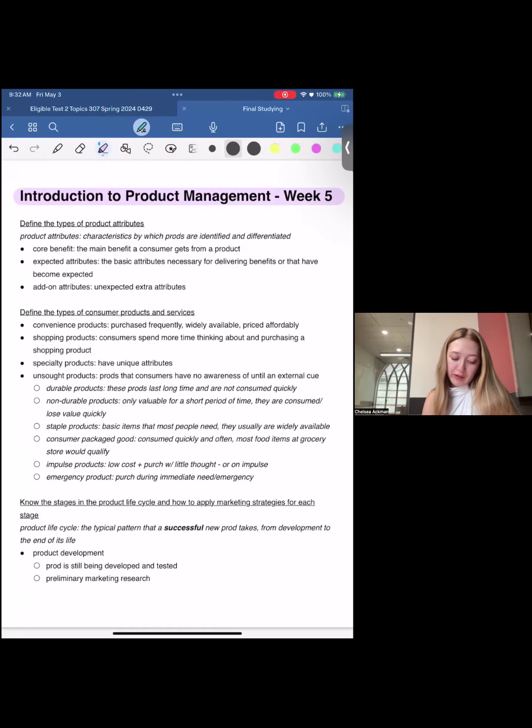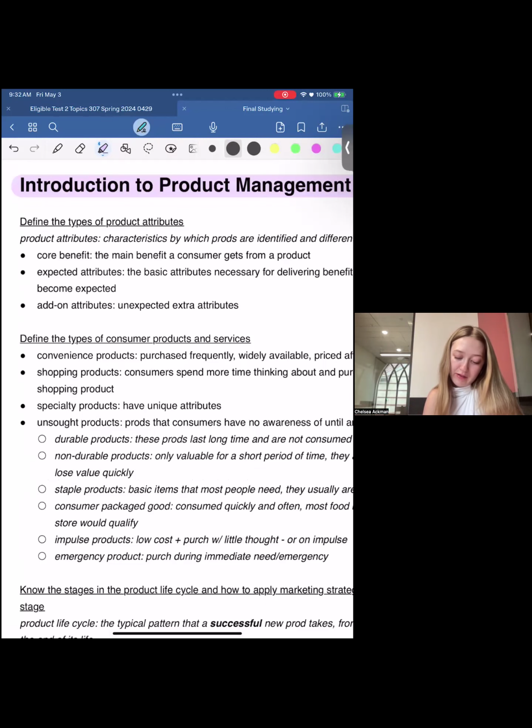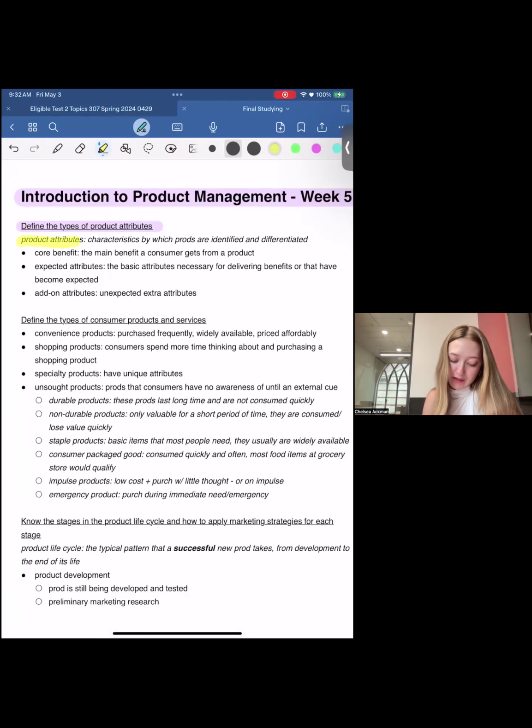The first learning objective is to define the types of product attributes. Product attributes are characteristics by which products are identified and differentiated. There is firstly a core benefit, which is the main benefit a consumer gets from a product. Then there are expected attributes, the basic attributes necessary for delivering benefits or that have become expected, and add-on attributes, which are unexpected extra attributes.